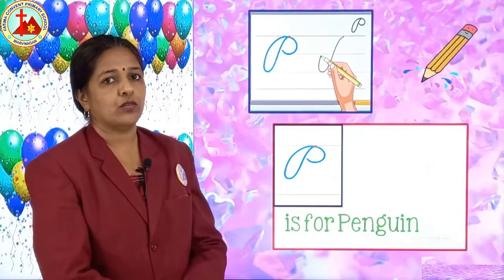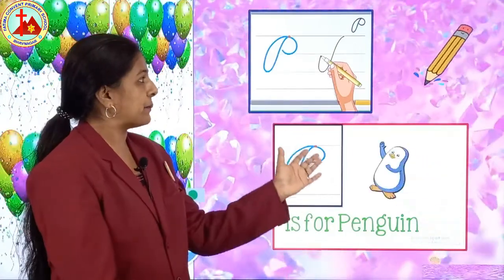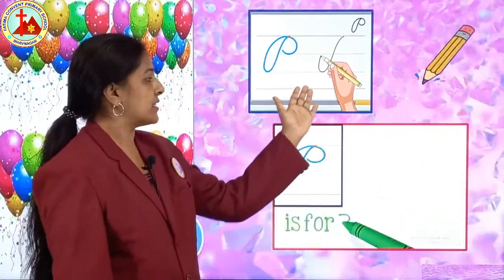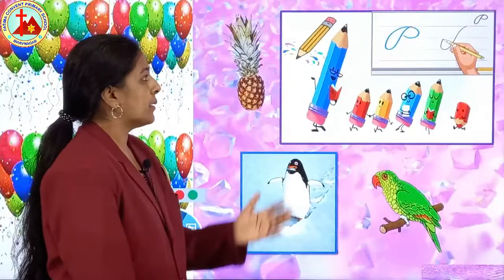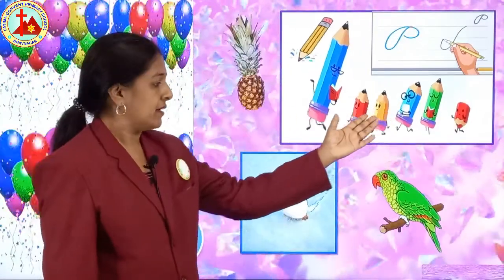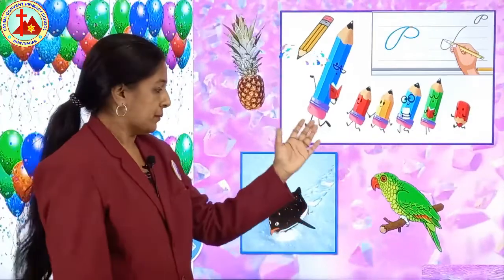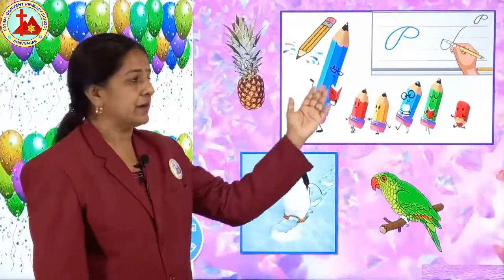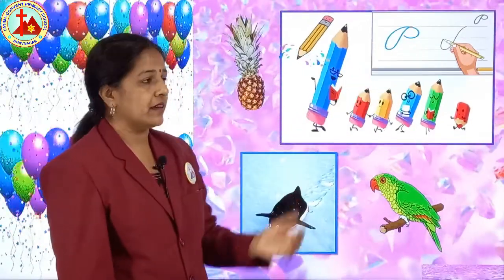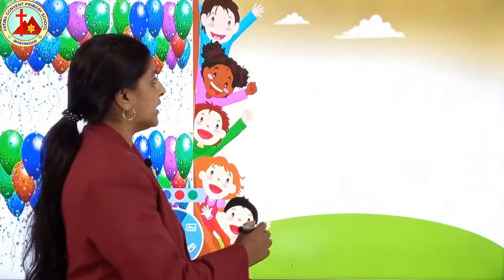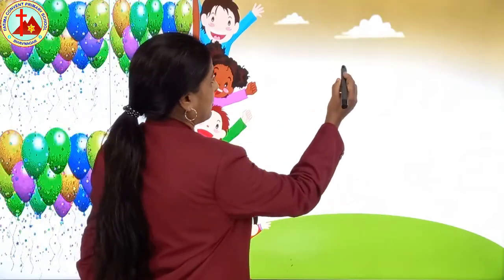Now after O, we learn cursive capital P. This is cursive capital P. P for penguin, P for pencil, P for parrot, and P for pineapple. This is cursive capital P. Now we will learn how to write cursive capital P. So look carefully and see how Miss is writing.